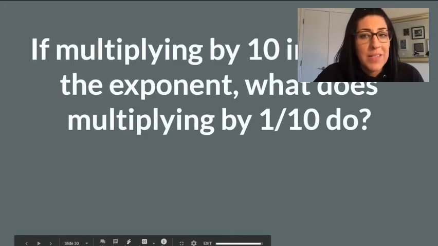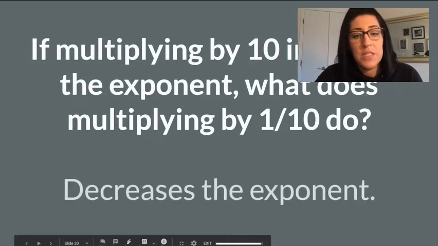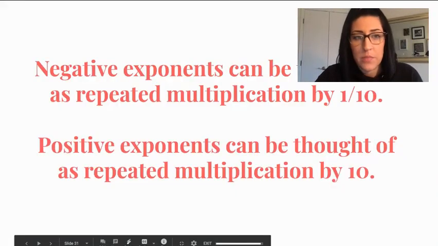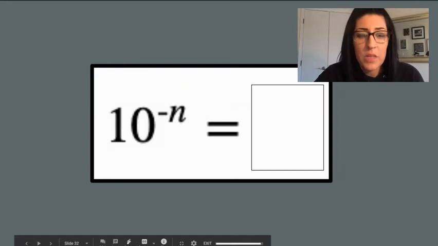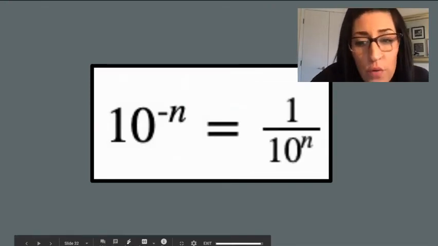So if multiplying by 10 increases the exponent, what does multiplying by 1/10 do? It decreases the exponent. Negative exponents can be thought of as repeated multiplication by 1/10. Positive exponents can be thought of as repeated multiplication by 10. And again, 10 to the negative n, we'll say is 1 over 10 to the n.